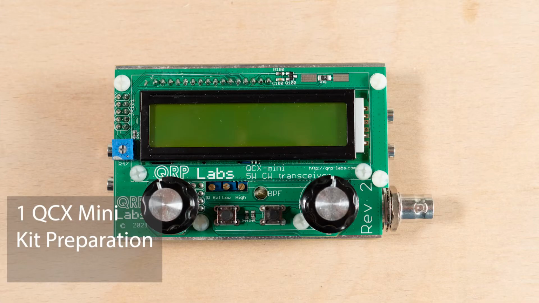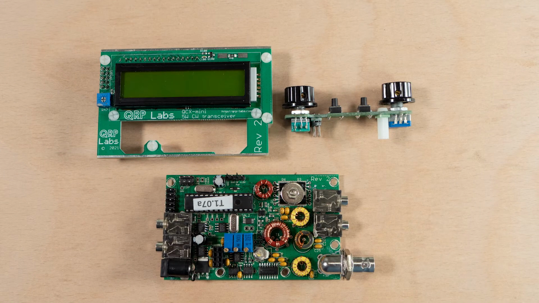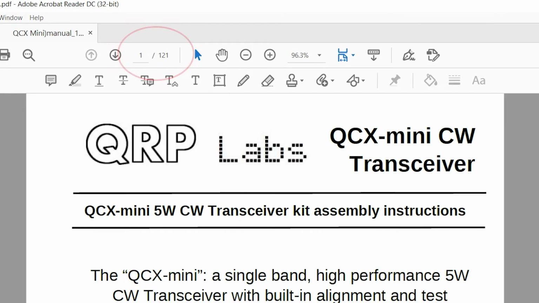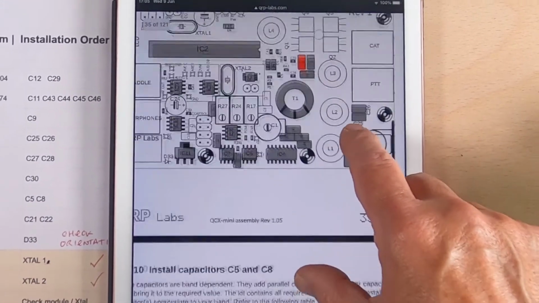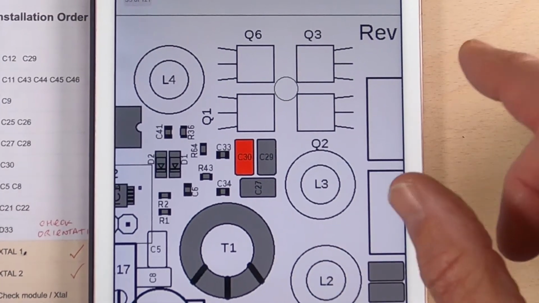The QCX Mini arrived, and it went together more quickly than I expected. This is a brilliant kit. It's a very clever design on three PCBs, and the online instructions are excellent. I was going to print the PDF of the instructions until I realised it was 121 pages of A4. Instead, I printed the first few pages with a list of parts on it so I could check them off. I followed the instructions on a tablet instead.